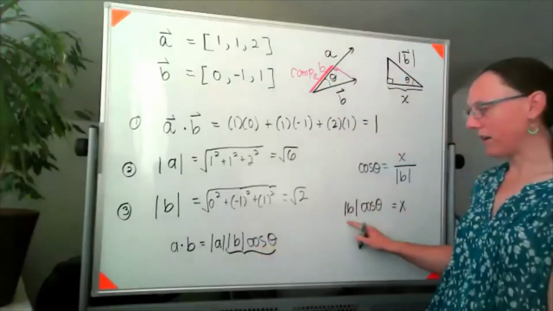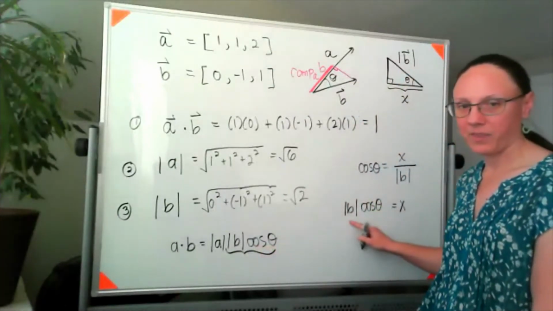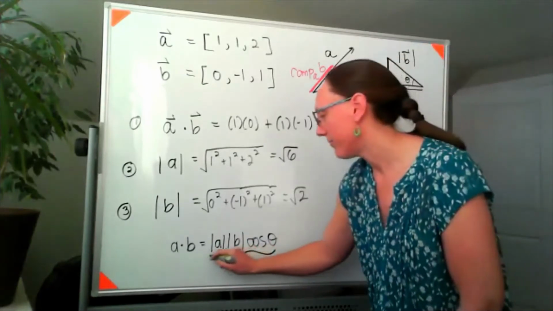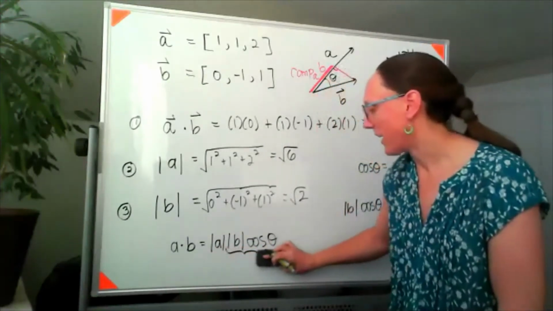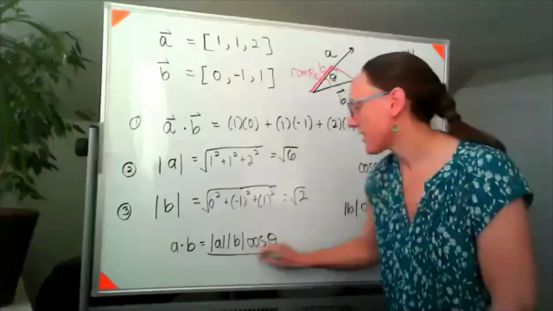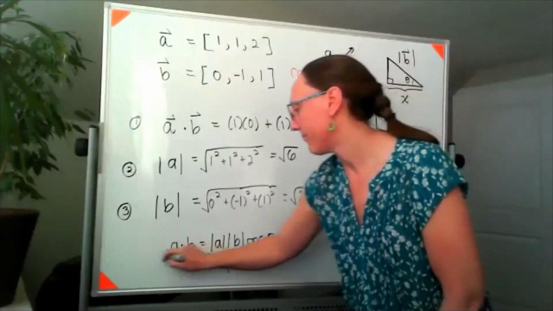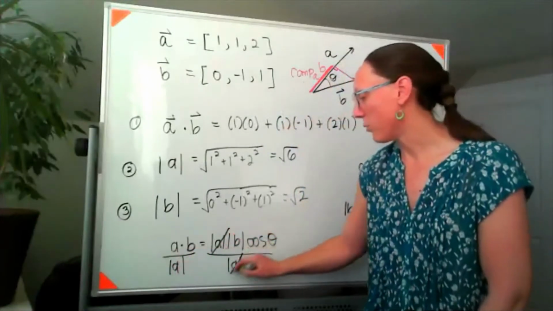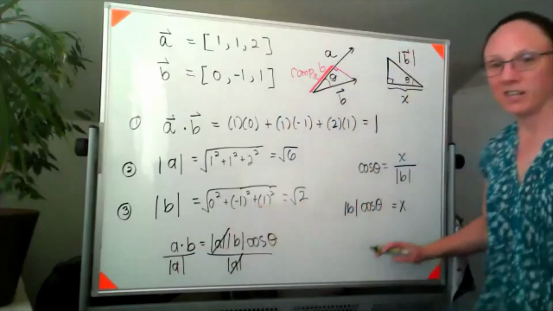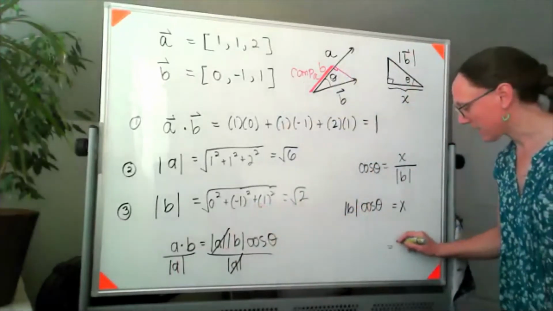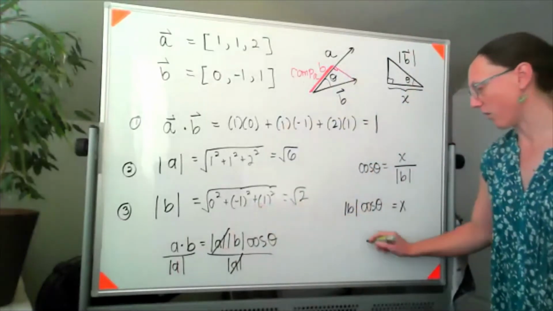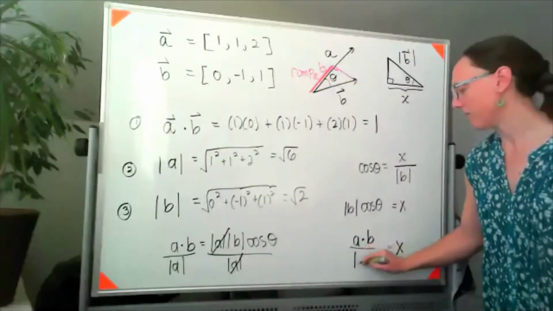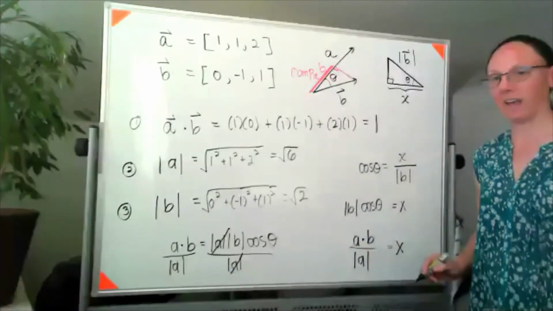I've got that length of B cosine theta right here. So if I take the B cosine theta out of here, I can divide both sides just by the length of A. And then I'm left with B cosine theta, which means that missing side that we were looking for can be found by doing A dotted with B divided by the length of A.